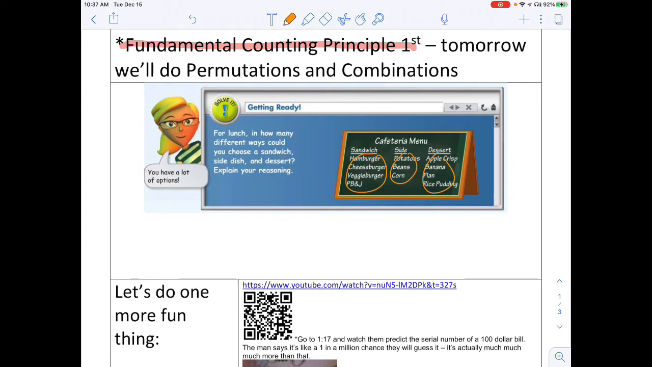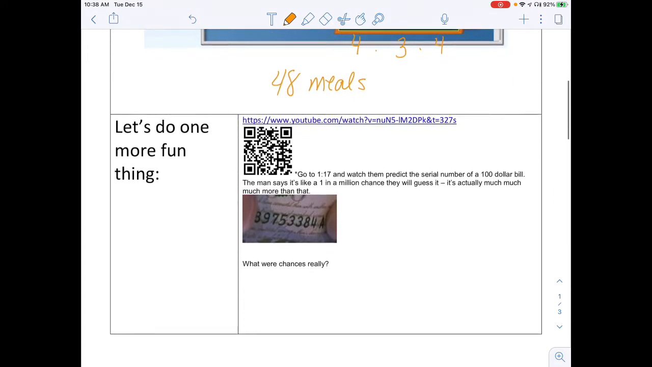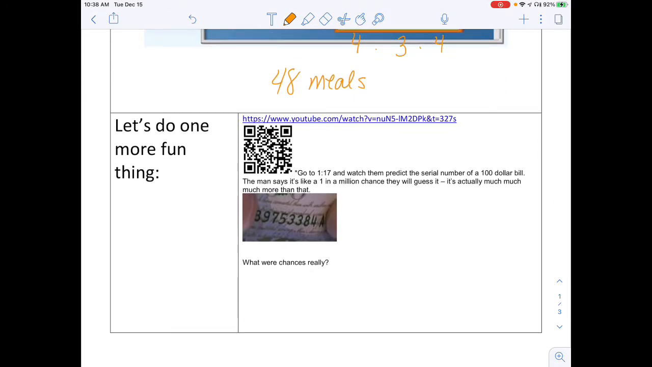If you paused the video and tried, maybe you remember from Algebra 1 that you take your options, 4 options, 3 options, and 4 options, and you multiply your options together. So 4 times 3 is 12, 12 times 4 is 48 different meals that you can make if you're going to pick one from each list. Now, if you get to pick 2 from each list, we get into something more difficult, but we're going to start easy.